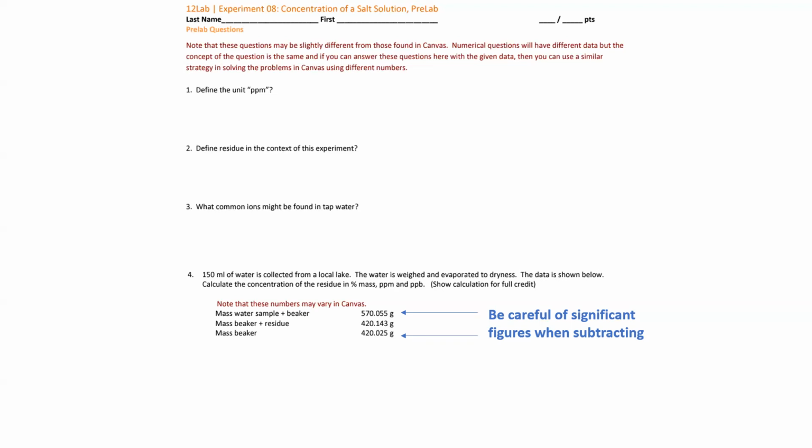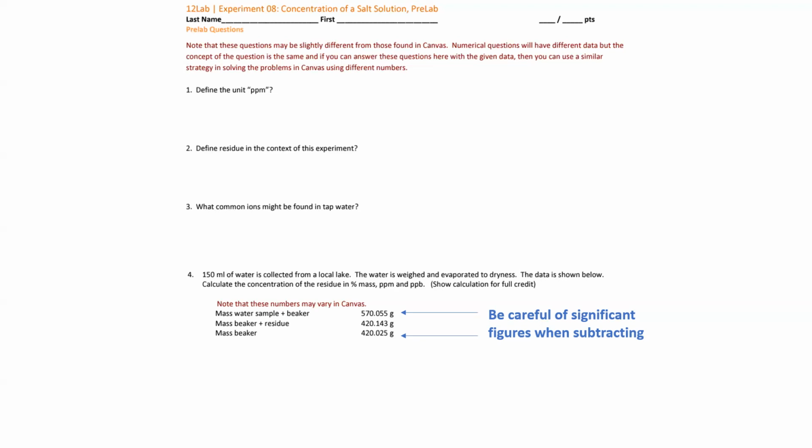Okay, so all of the data is given for you to calculate the mass of the residue in grams and the mass of the water sample, which is the solution, in grams. You can take the mass of the residue divided by the mass of the water sample times 100 to give your mass percent, and make sure to report to the correct number of significant figures. And then we just need to manipulate the units to calculate parts per million and parts per billion.